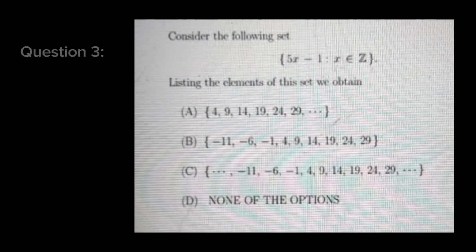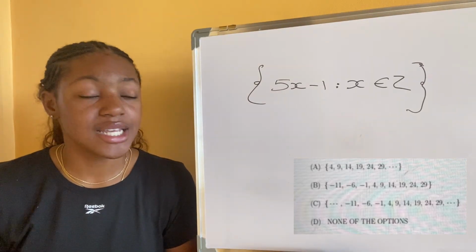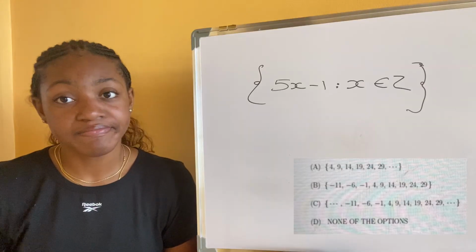Question 3. Consider the following set: 5x minus 1, where x is a member of the set of integers. Listing the elements of this set, we obtain, and of course we have our options. Okay, so here we have our set, 5x minus 1, where x is a member of the set of integers.